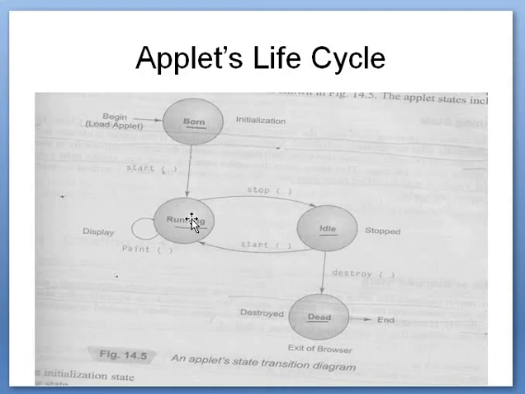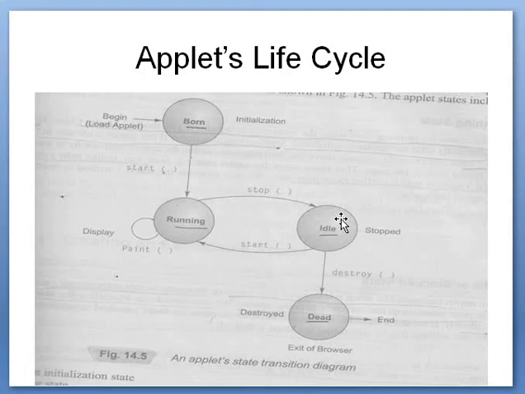Again, for redrawing the applet we also need to invoke the paint method. That is why this particular arrow is placed here. Running state, again to idle. Suppose the window is overwritten or minimized, then it completely stops the applet from running. So that goes to the idle state.